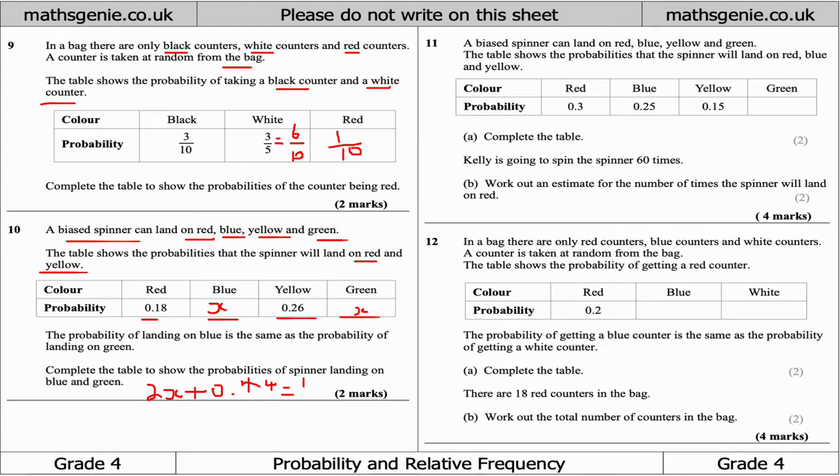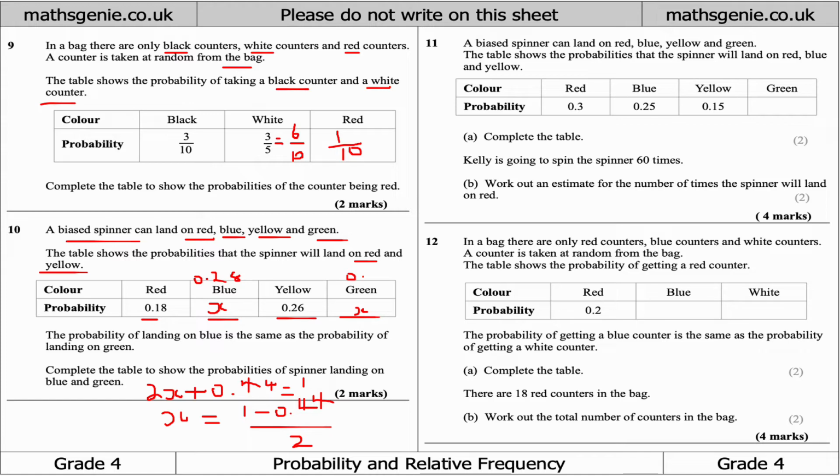So minusing 0.44 and then dividing by 2. So 1 take away 0.44 and divide that by 2. That's going to be 0.56. Divide that by 2 is going to be 0.28. So the probability of blue is 0.28 and the probability of green is 0.28.